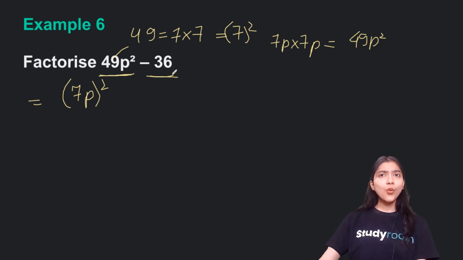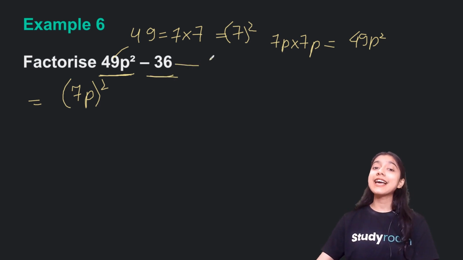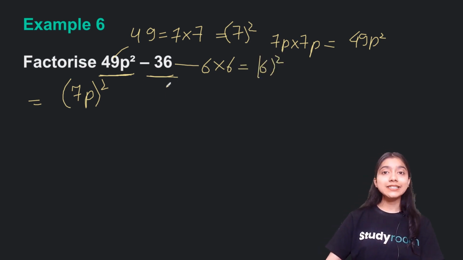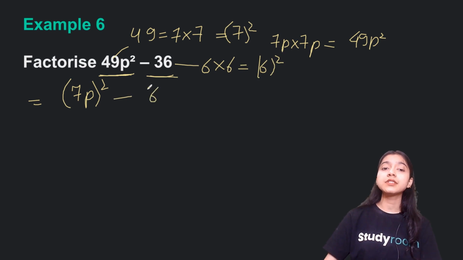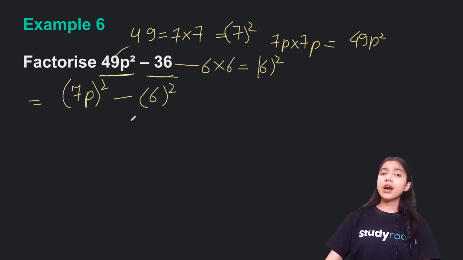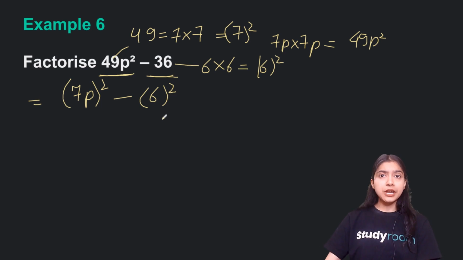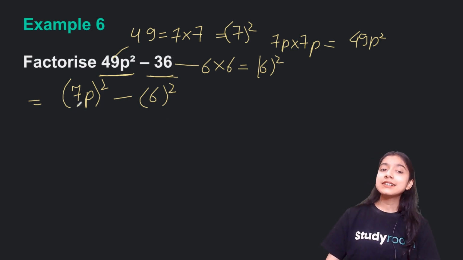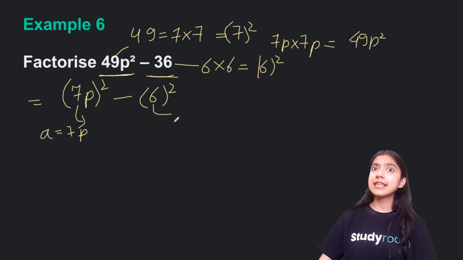Now 36. What about 36? 36 is actually 6 multiplied with 6, which can also be written as 6 square. So here minus 36 will be written as minus of 6 square. Now, by looking at this expression, can you recall an identity that I taught you? Just consider this 7p as A. That means A is equal to 7p. And just consider this 6 as B. That is B is equal to 6.